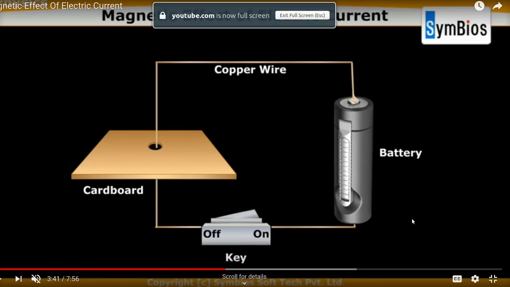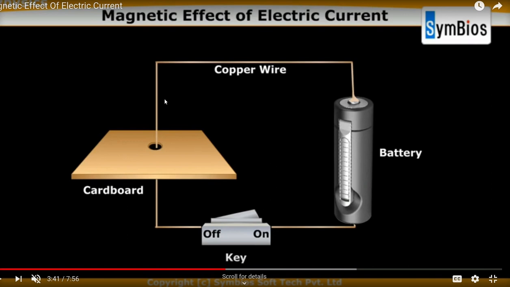Okay, so this is how the apparatus for that experiment was. The experiment in the video that you just saw before, this is how it was kept. The current carrying conductor was kept like this. A cardboard with a hole was kept around it, and there was the battery and the on off key.